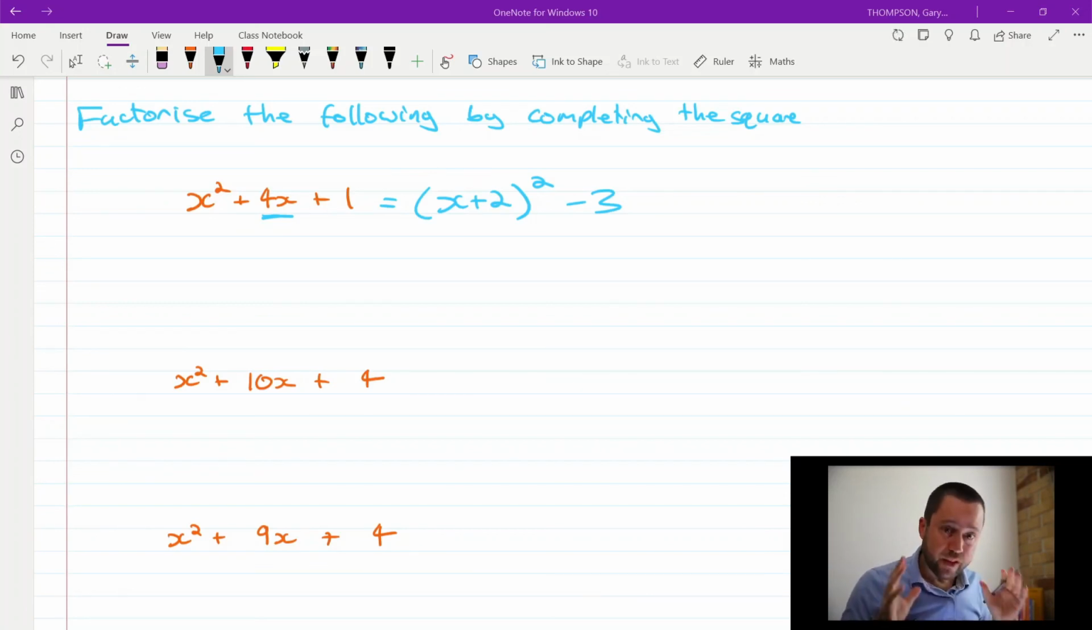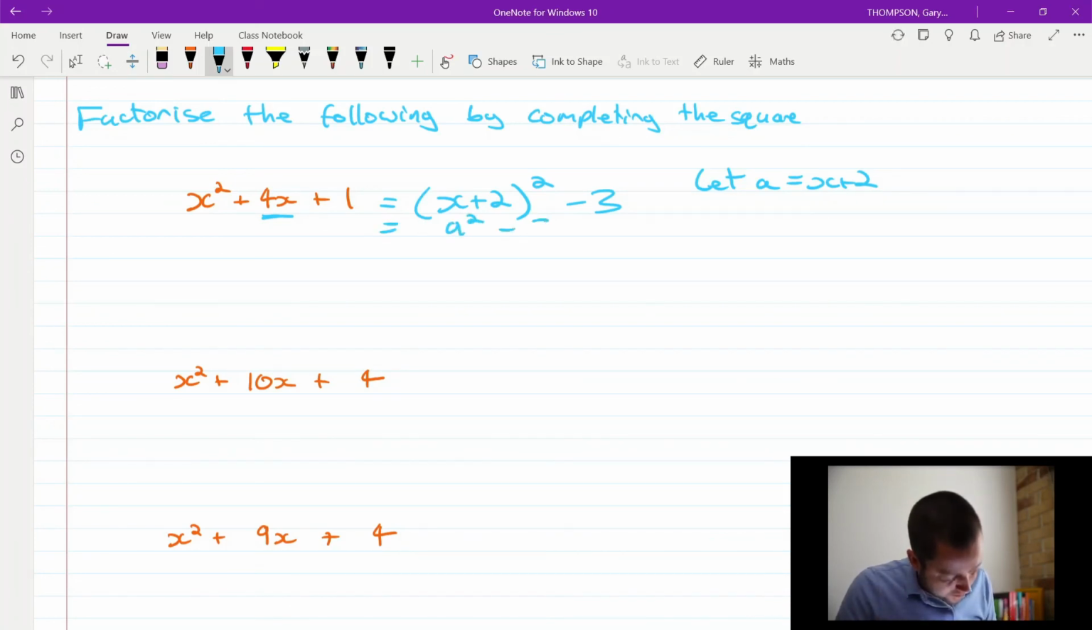But this is not fully factorized. I've got a square inside the expression. I want to factorize this even further. Now, this is a simple one. I would expect a number of people to be able to solve this without completing the square. Alright, so to factorise this further, just for the practice sake, let's say let a equal x plus 2. I'm going to use substitution to simplify the problem. So that's going to be a squared minus 3.